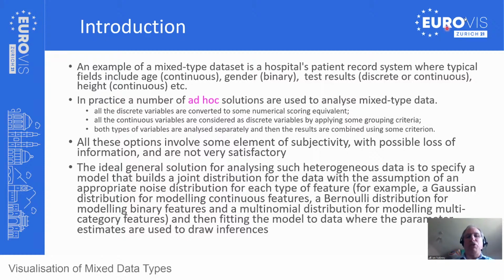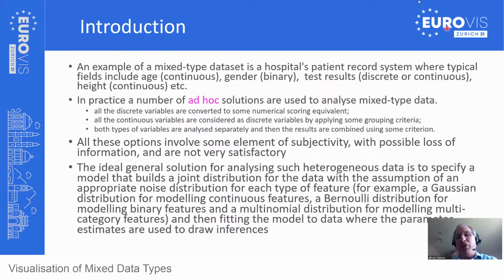So the ideal general solution for analyzing such heterogeneous data is to specify a model that builds a joint distribution from the data with the assumption of an appropriate distribution for each type of feature. So for example, if we had continuous features, we might want to use a Gaussian distribution or perhaps a mixture of Gaussian distributions. If we have binary features, we might use a Bernoulli distribution, and we might use a multinomial distribution for modeling multi-category features. We then have this single model that combines the appropriate density models for each type of variable, and then fit the model to data and draw inferences from that.